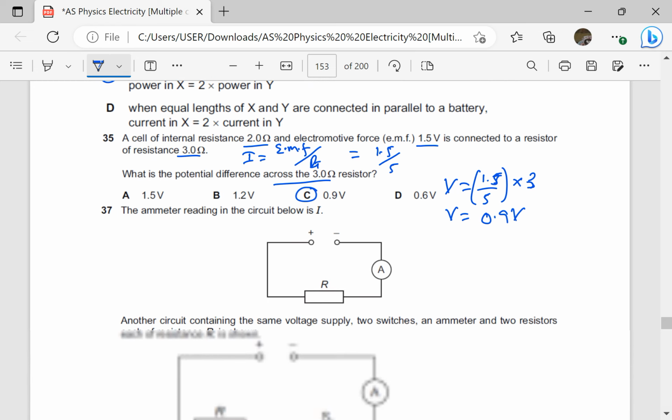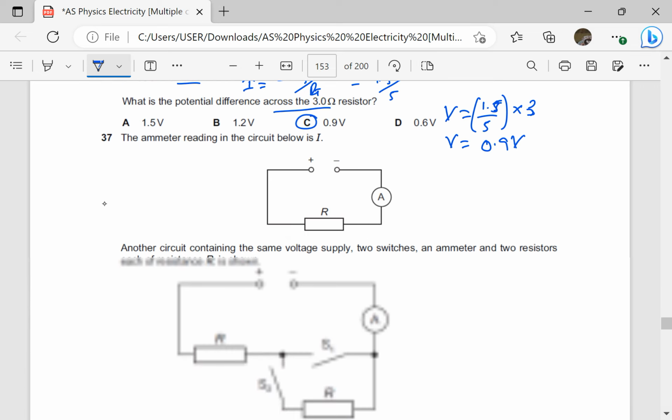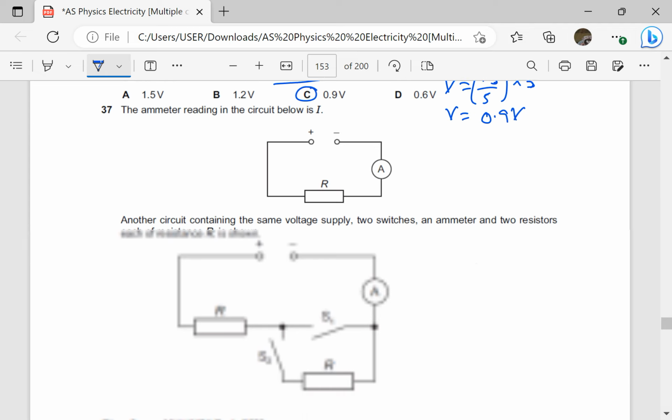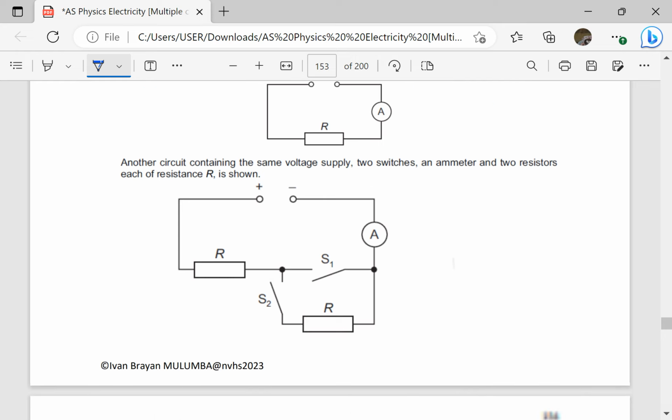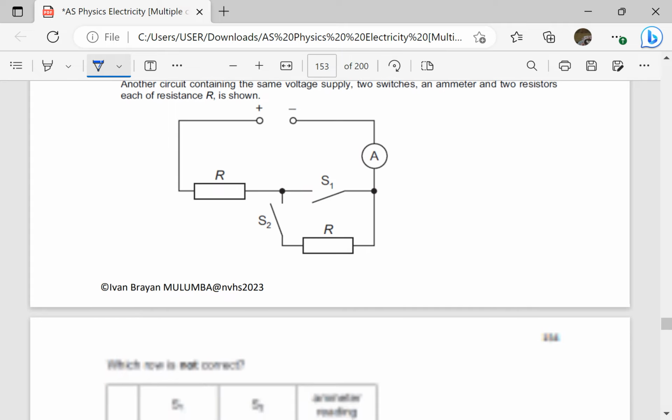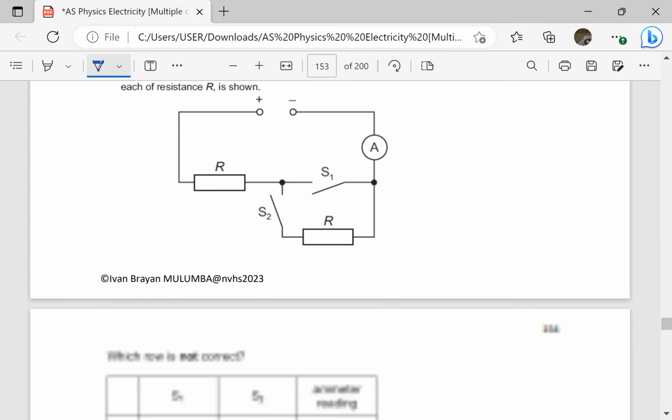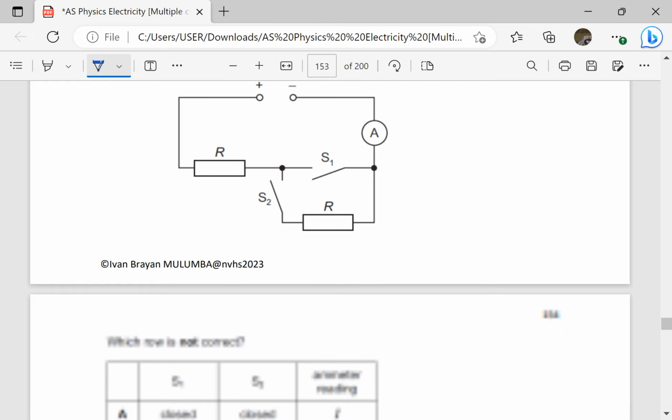The ammeter reading in the circuit below is I. Another circuit containing the same voltage supply, 2 switches, an ammeter, and 2 resistors, each of resistance R, is shown here. Which row is not correct? Which row is not correct?